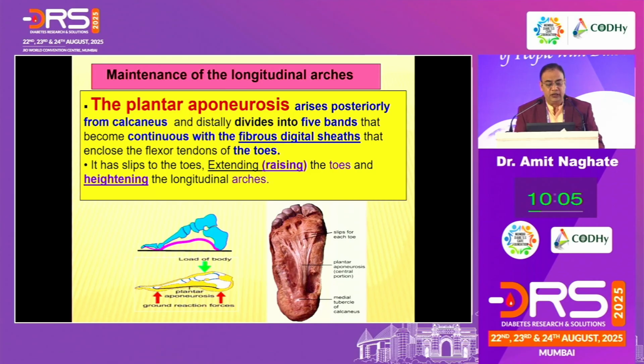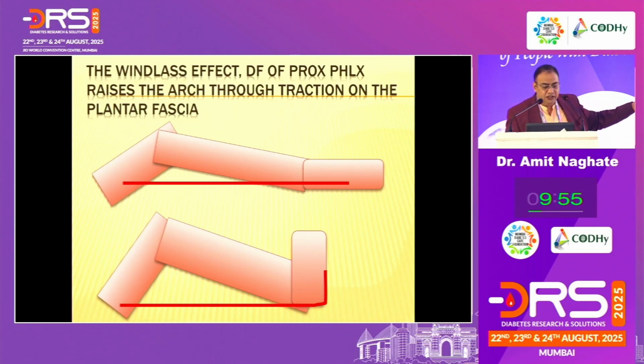It has a flipping action: once it is tightened up, the first metatarsal goes up. This is called the windlass mechanism. This mechanism is hampered in diabetes, because of which the first metatarsal head gets more pressure while walking. That is the reason why we frequently get first metatarsal head ulcers in a diabetic foot.